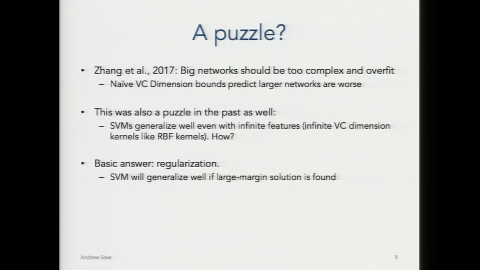So I just want to throw out there that, in fact, this was a puzzle in the past as well. And if you've ever used a support vector machine, you've used a system that operates in a very different regime. So support vector machines generalize well, even sometimes when they correspond to an infinite dimensional feature map. If you've ever used a radial basis function support vector machine, that's an infinite dimensional feature map, but they still generalize well. And the reason why is because they seek out a large margin solution. Okay, so they add regularization. You're not just picking any solution that gets zero training error. You're picking the solution that has the largest margin. And that is a key difference.